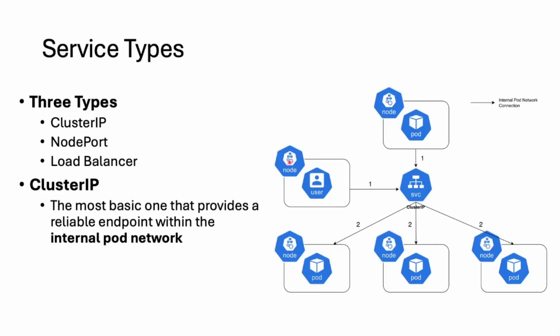And obviously the node is within the internal pod network. So that is why this ClusterIP service is accessible to the user, because the request is being sent from within the context of a node. So this service is good. It's providing a reliable endpoint, but how do external clients access the service?